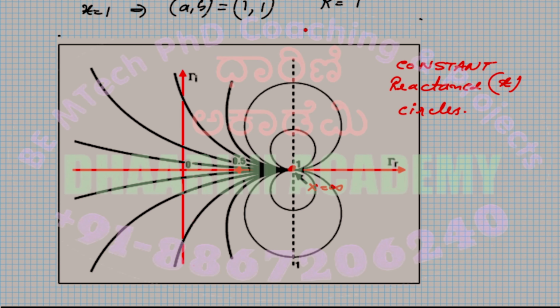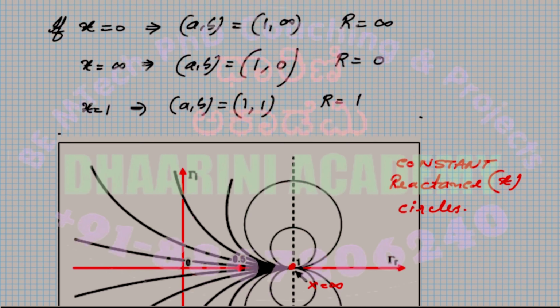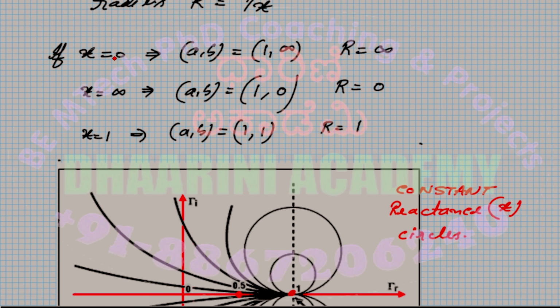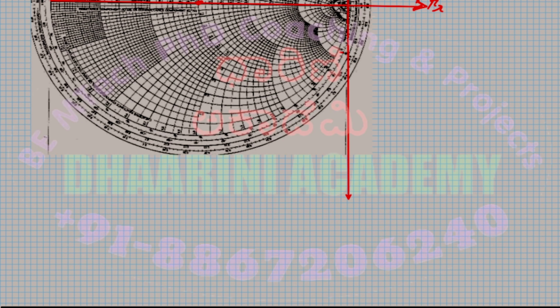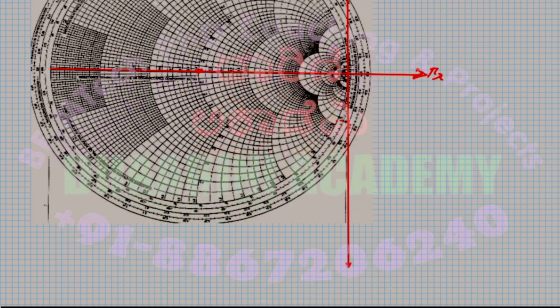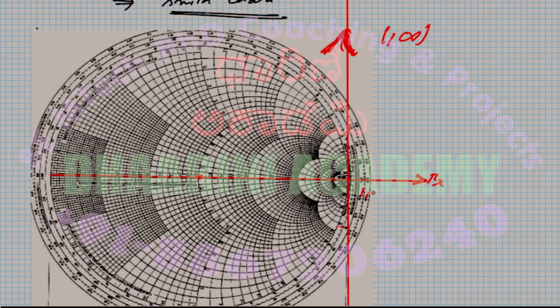Okay, these lines, let's write. So when x is equal to 0, r is equal to infinity, and the point is located at 1 comma infinity. Move to the next one. When x is infinity, it is located at 1 comma 0 with radius 0. 1 comma 0 is this point itself. So this point itself is for x equal to infinity. All right, so we identified that as well, right?